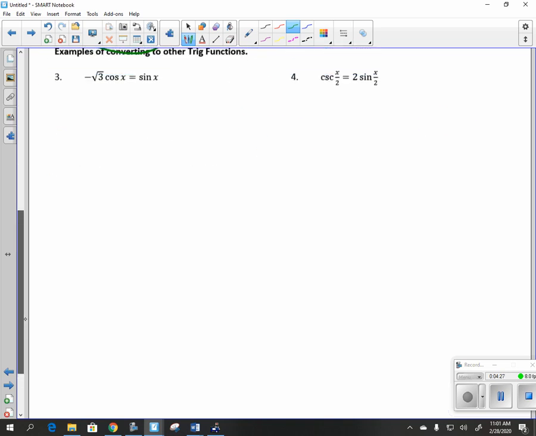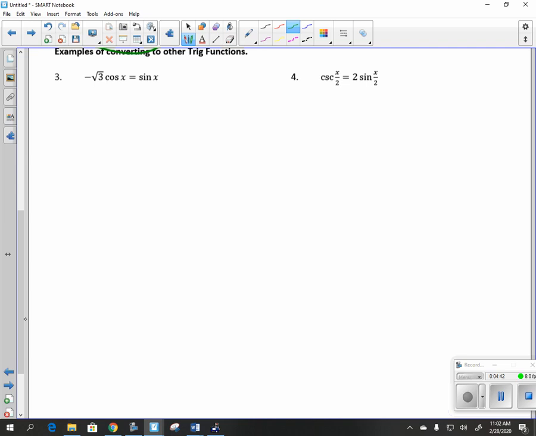We look at problem number 3. What's different about number 3? Everybody focuses on the square root. I'm focusing on something else. You got cosine and sine. I wish that there was a relationship that existed between sine and cosine.